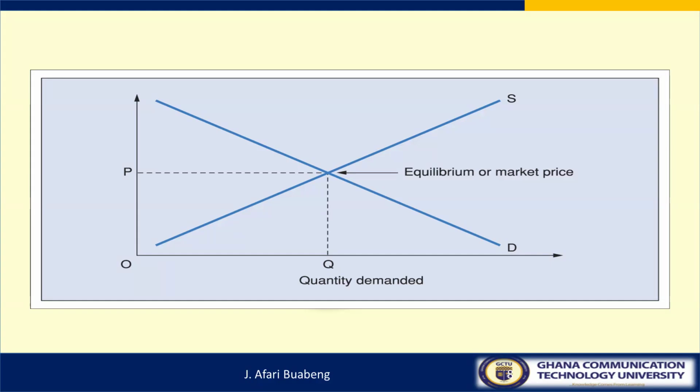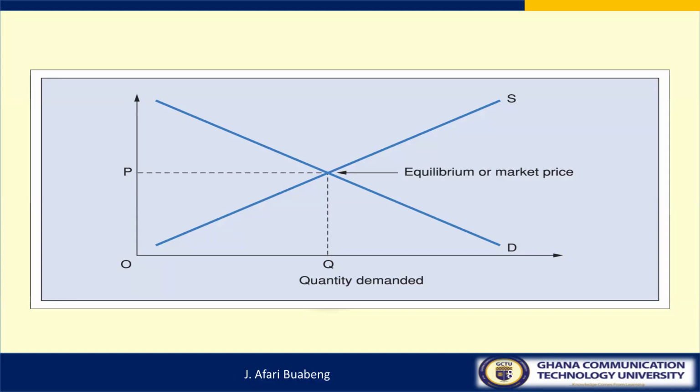So if the price decreases from P, it drops down, what will happen? Look at this situation and tell me. What will happen in the market in the short term, in the long term? Just look at it and tell me something.